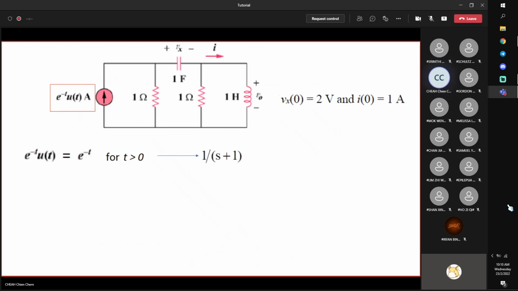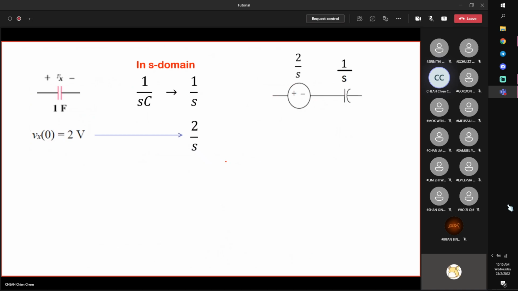e to the power of negative t u(t). I remember I said u(t) is just equal to 1 for t greater than 0, so you are actually multiplying by 1. It just says that this source is only valid for t greater than 0. And it's e to the power of negative t, that means a is equal to 1. Check the table, 1 over s plus a, so 1 over s plus 1. And this is my source, which will be transformed into Laplace domain as 1 over s plus 1.